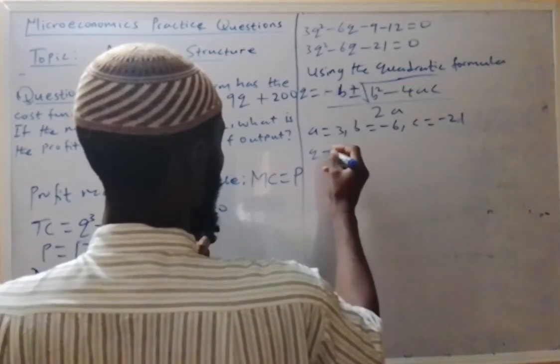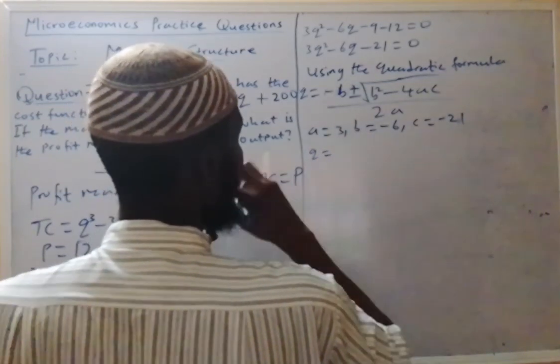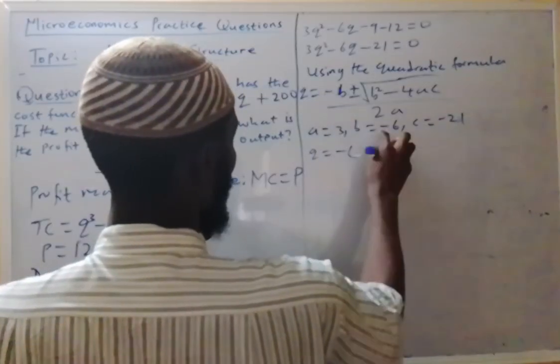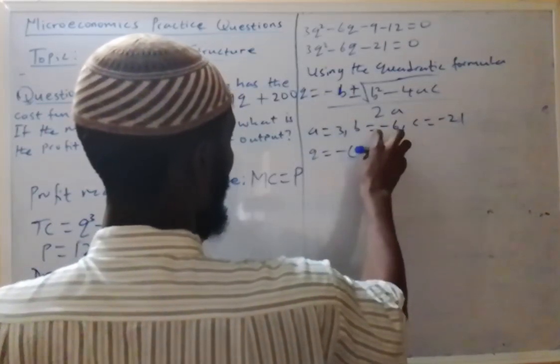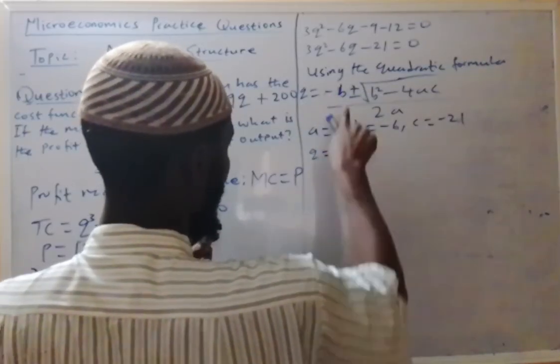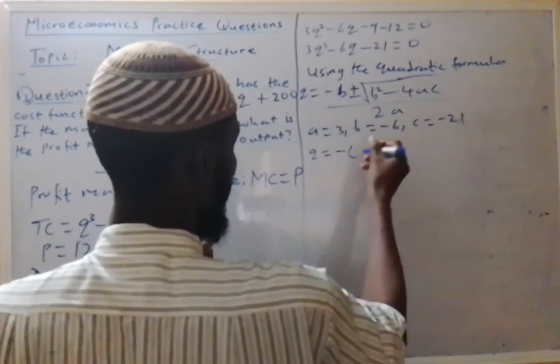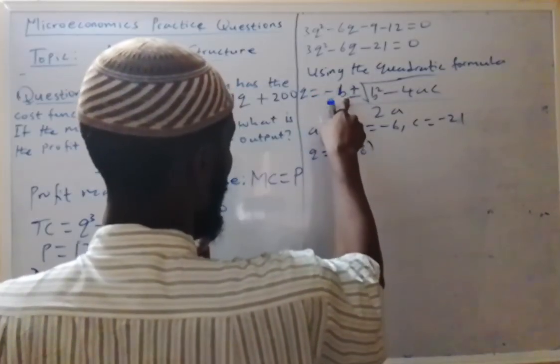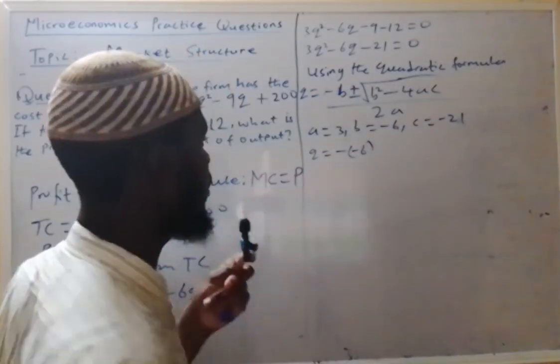So then we have q equals minus b. You can see in the formula you have minus b, and b here is minus 6. So we have minus 6 as b. This minus is the minus outside. b is equal to minus 6.